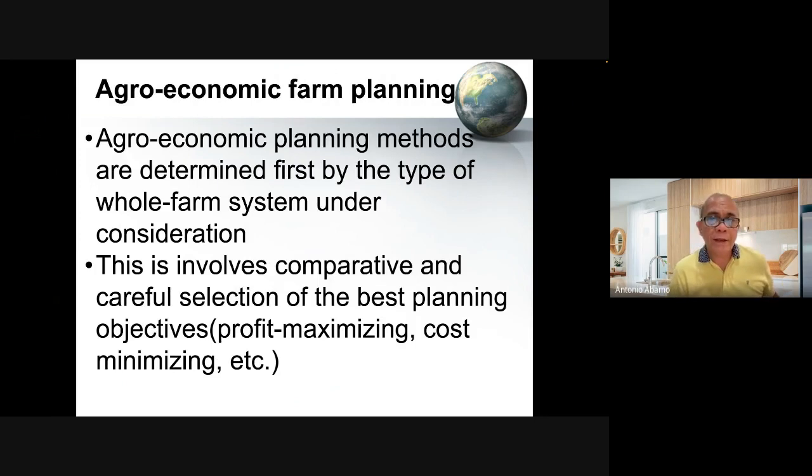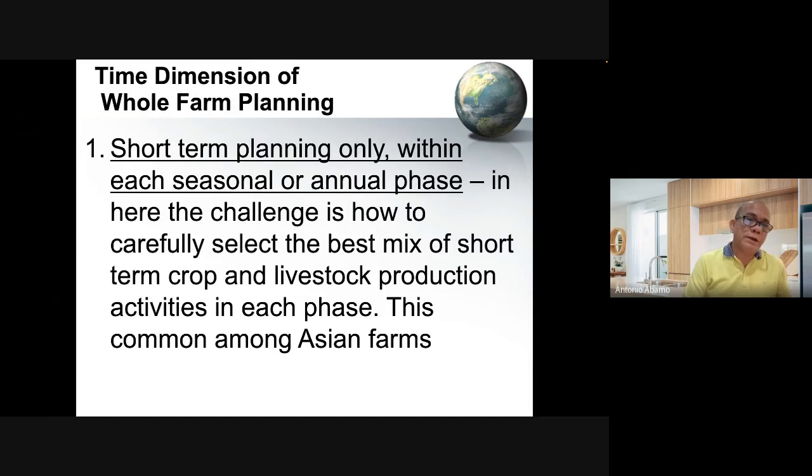In agronomic planning, planning methods are determined first by the type of whole farm systems under consideration. This involves comparative, careful selection of best planning with objectives of either profit maximization or cost minimization. So there are two dimensions of whole farm planning. One is short term, the other one is long term. In short term, you might be interested to select the best mix of short term crops, livestock production, etc. This is common among Asian farms.